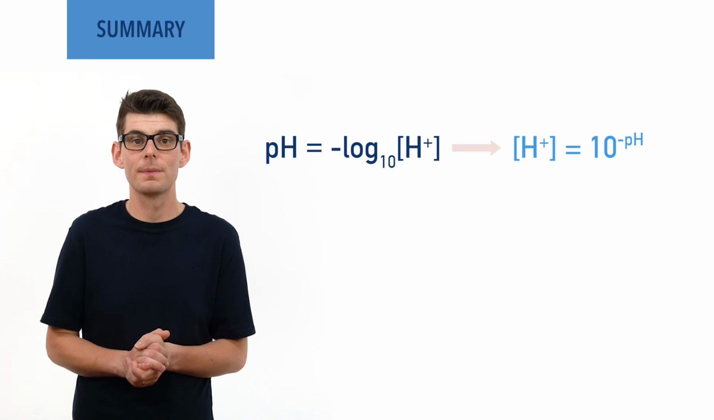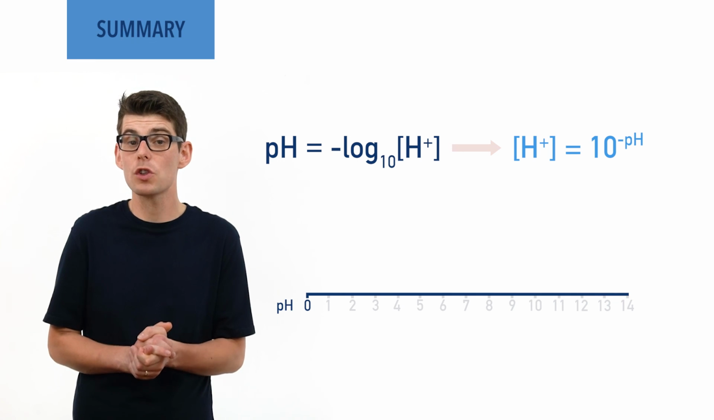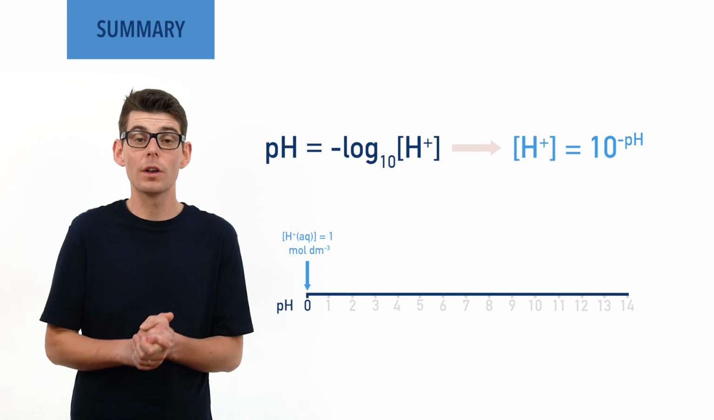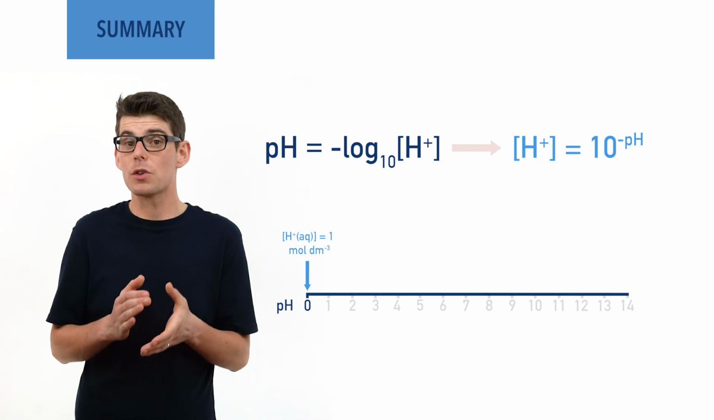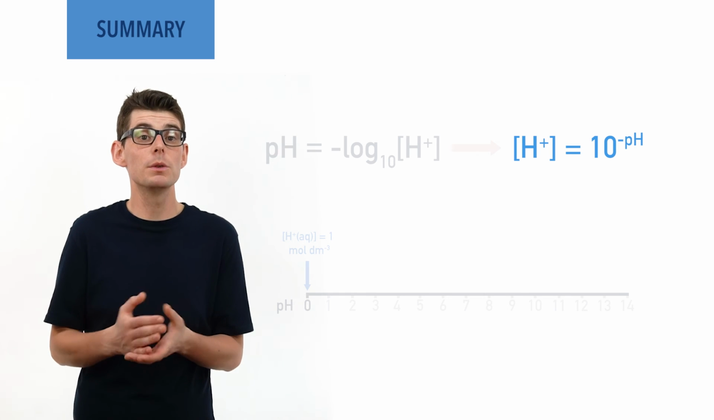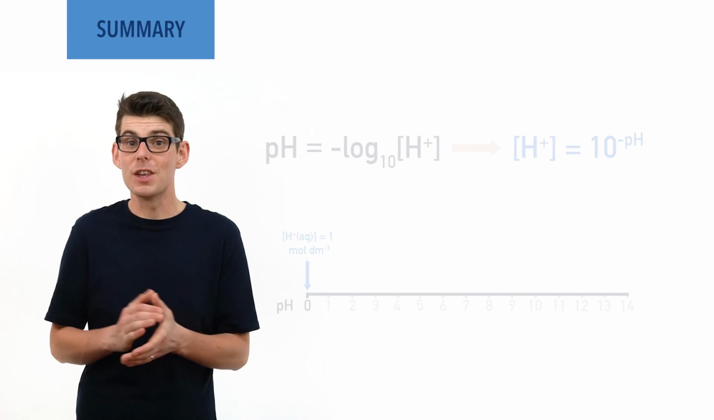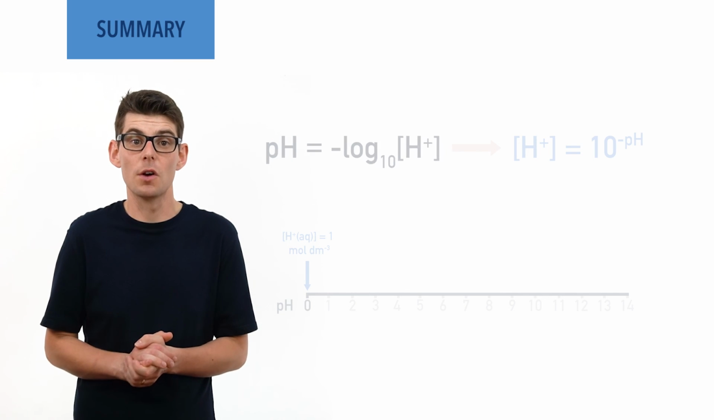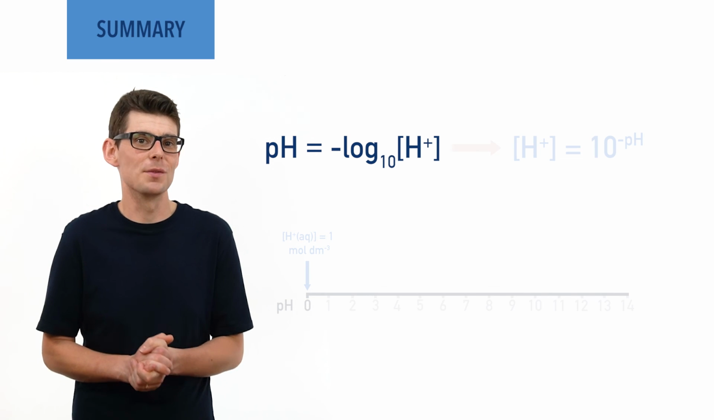The scale starts at 0, and this represents a H+ ion concentration of 1 mole per decimeter cubed, as minus log to the base 10, 1 equals 0. If the pH of a solution is known, the expression concentration of H+ ions equals 10 to the power minus pH can be used to find the concentration of H+ ions in the solution. If the H+ ion concentration in the solution is known, the expression pH equals minus log to the base 10 concentration of H+ ions can be used to find the pH of the solution.